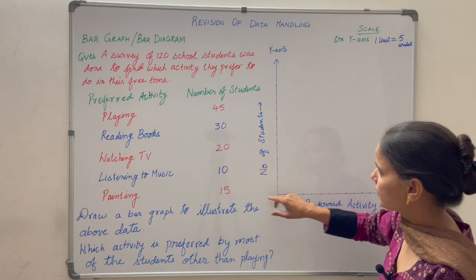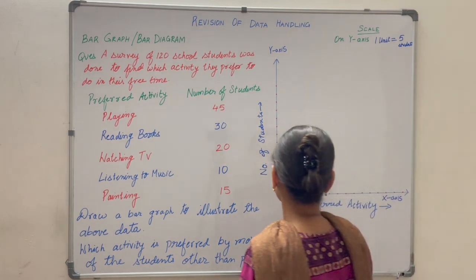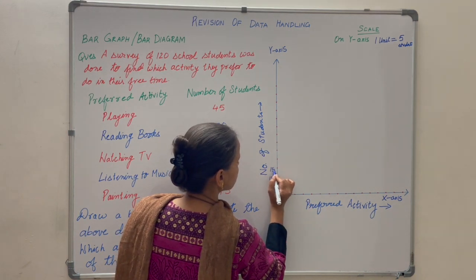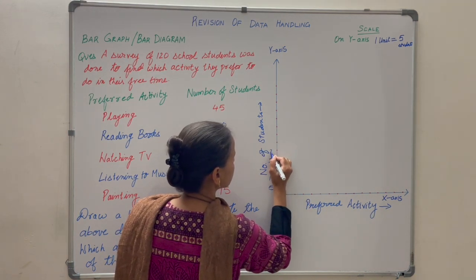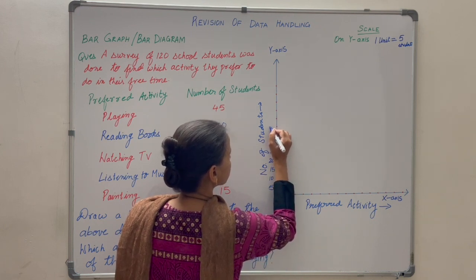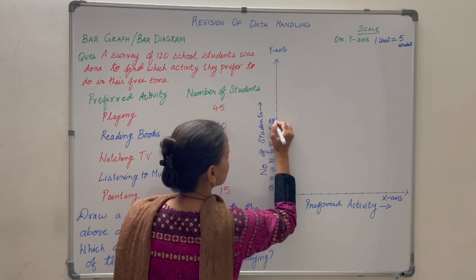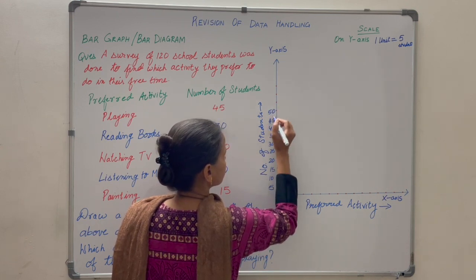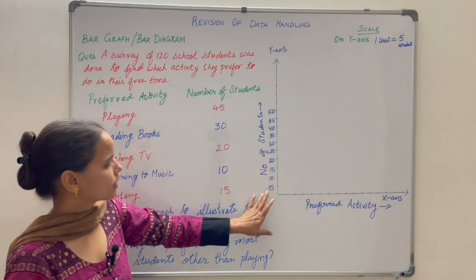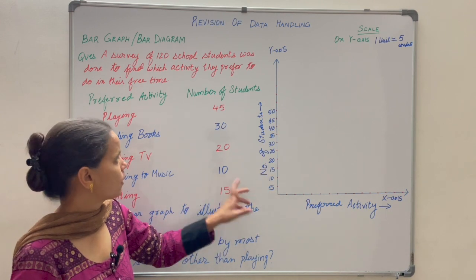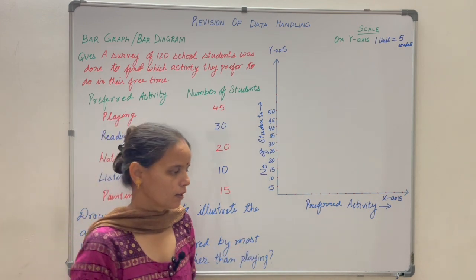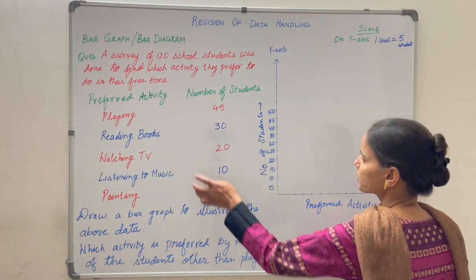So let us write down now, 1 unit is 5. So this is 5, this is 10, 15, 20, 25, 30, 35, 40, 45, 50. We need maximum till there. So we have marked the points. Now we have to plot it. For playing, how many are there? 45. So first we will draw the bar for this information, playing.